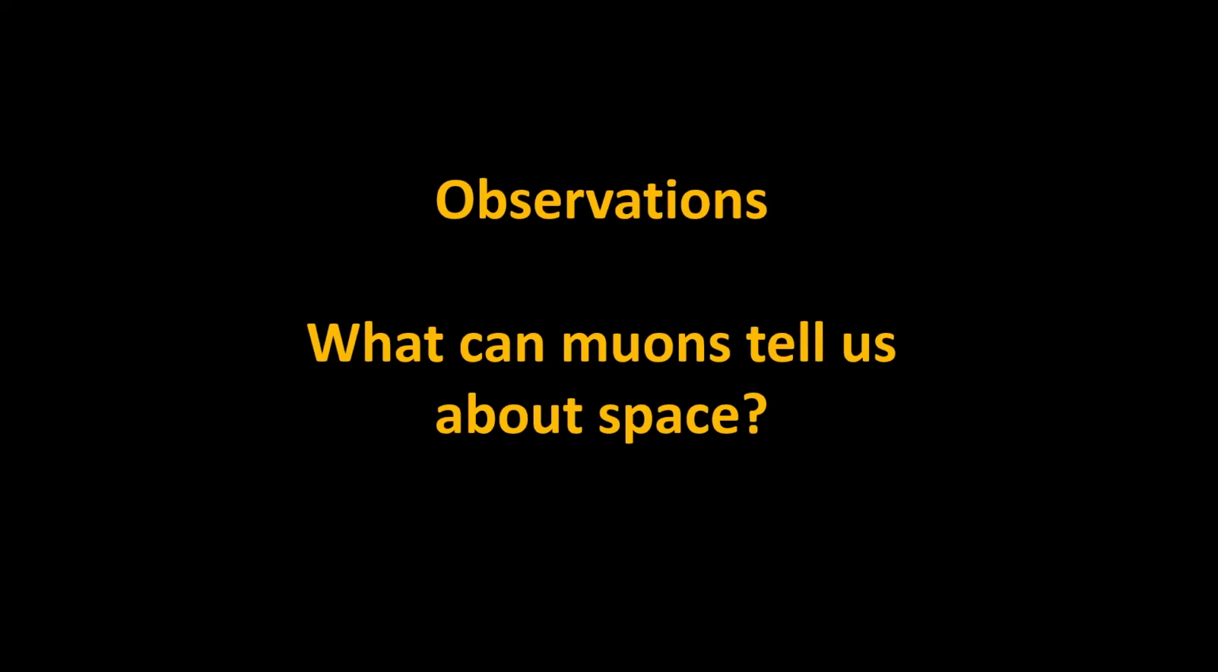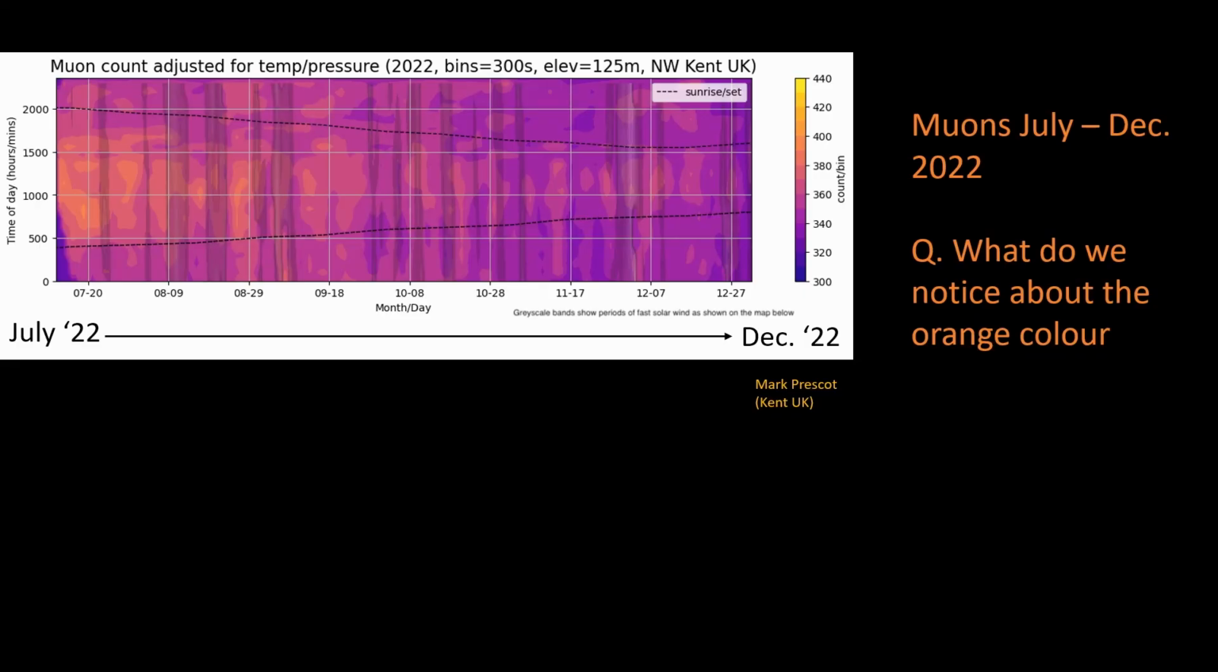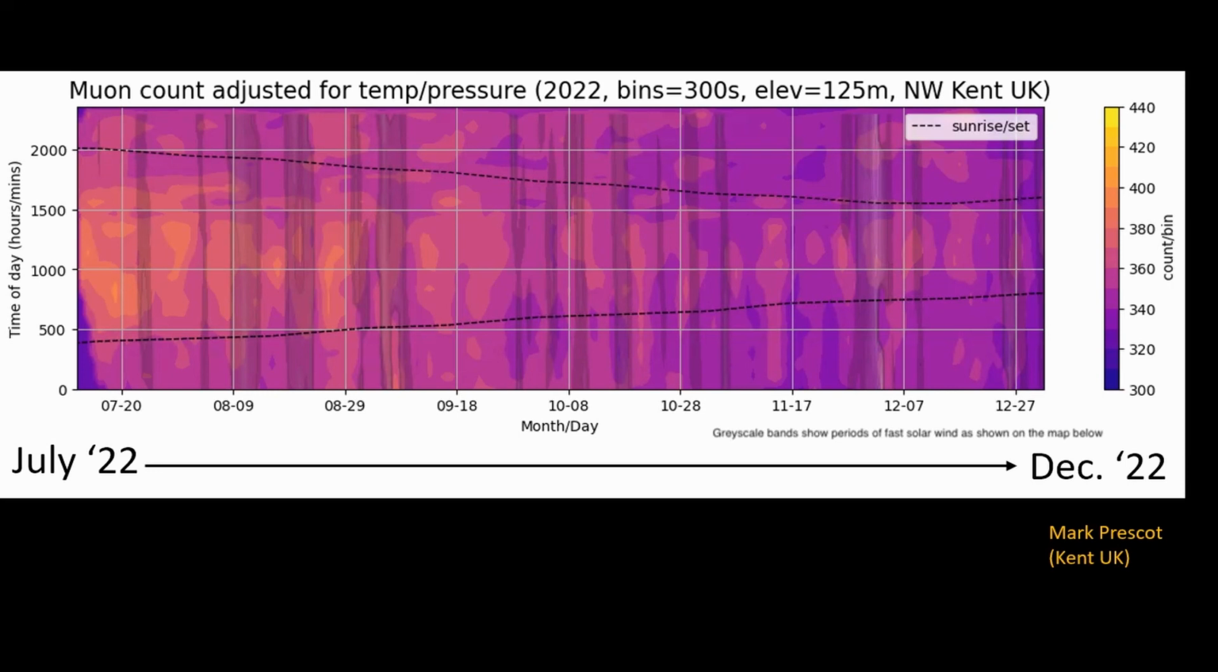Okay, so let's have a look at some observations, shall we? What can muons tell us about space? Now then, we're going to look at some graphs. Some of you know all about graphs, and some of you, this might be something quite new. The data we're looking at is from July last year up to December. And what do we notice about the orange colour?